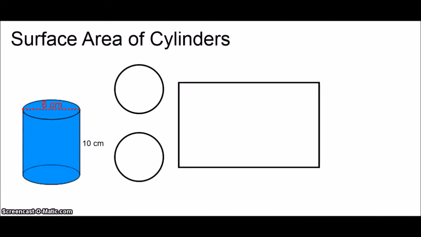Finally, we're going to look at finding the surface area of cylinders. When finding the surface area of a cylinder, you want to think of this as a circle on top, a circle on bottom, and then the part that wraps around, if you cut that off, it would open up and lay flat as a rectangle.